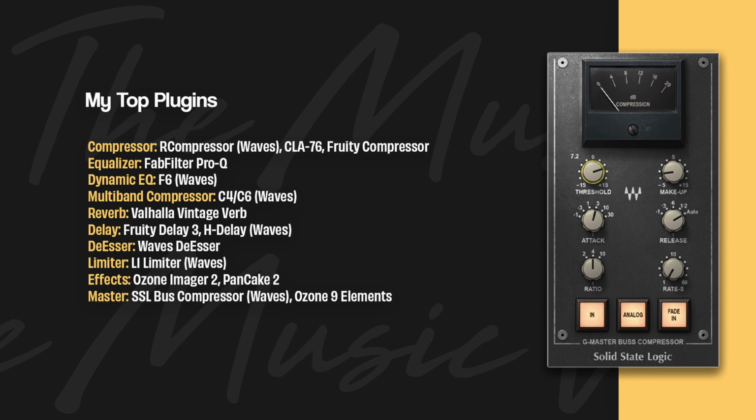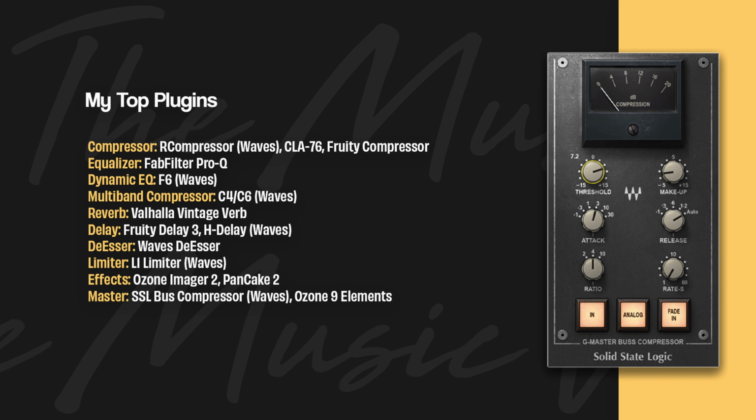from FL Studio 20. For an equalizer, I mainly use the FabFilter Pro Q as a static EQ type of thing. A dynamic EQ, I tend to use the F6 dynamic floating point EQ from Waves. For multiband compressor, I tend to use the C4 from Waves as the multiband processor. You can also use the C6 if you have that one there. For reverb, I tend to use the Valhalla Vintage Verb. Delay, I use the Fruity Delay 3. Sometimes I can use the H Delay from Waves.